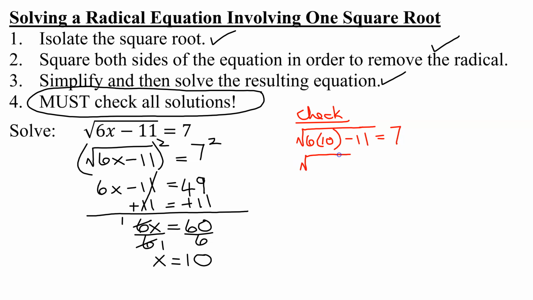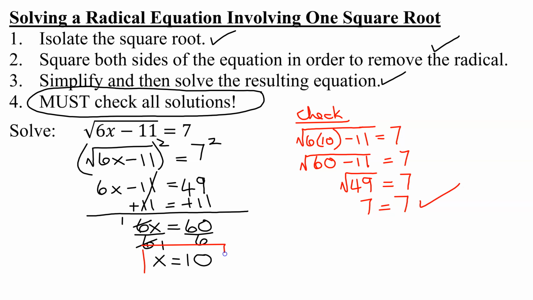So let's check. Square root of 6 times 10 is 60, minus 11 should equal 7. The square root of 60 minus 11 is 49, should equal 7. Well, what's the square root of 49? 7. Does 7 equal 7? True statement. Therefore, x equals 10 is a good solution, and it is the solution to this equation.